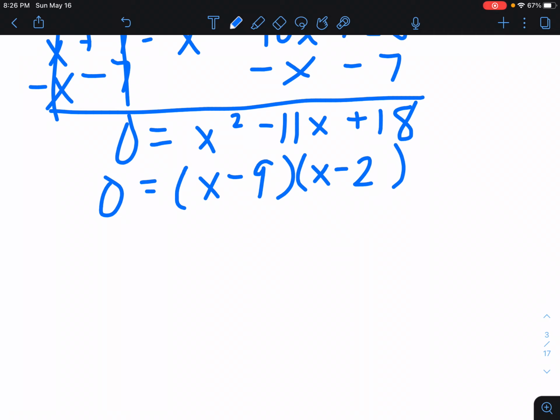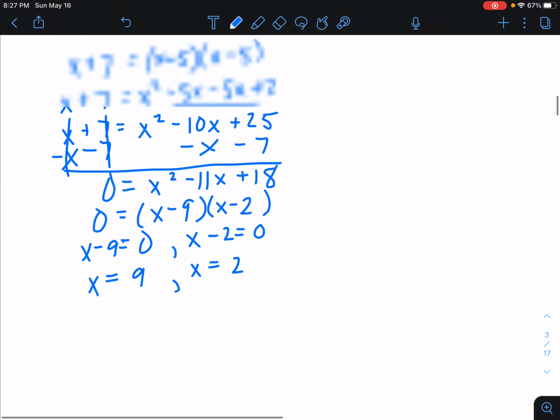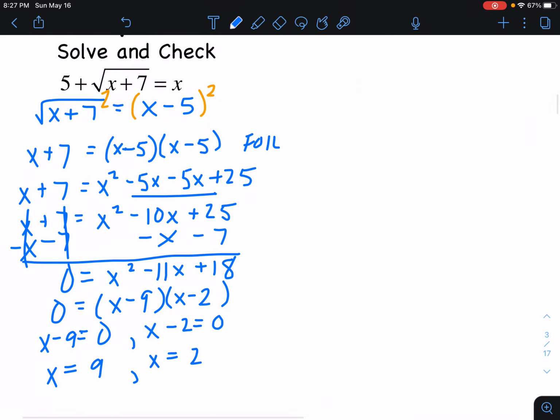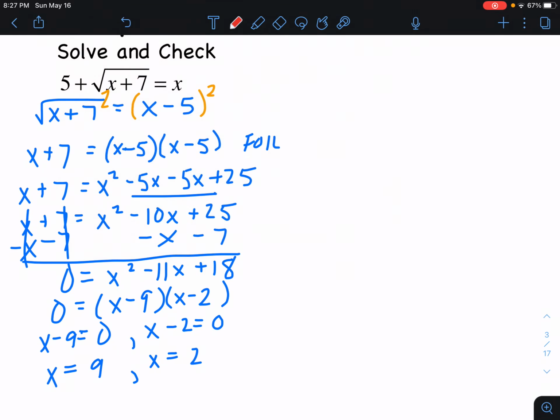Now I'm going to go ahead and get my answers. So remember, you set up the two little equations, set each factor equal to 0, and then solve each of them. So the first one, we would say x is 9 and x is 2. However, we do have to check for extraneous solutions. Maybe those aren't the actual answers. So let's check 9 first. I'm going to remember, you're plugging them into the original equation.